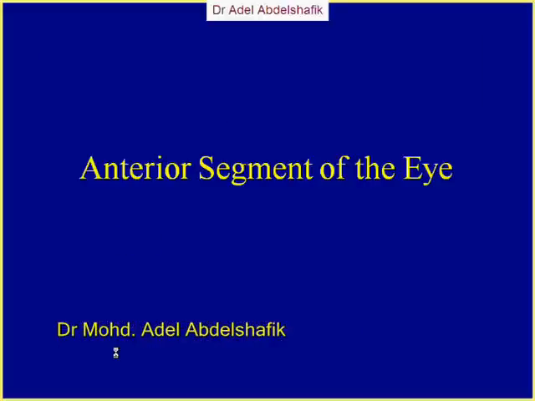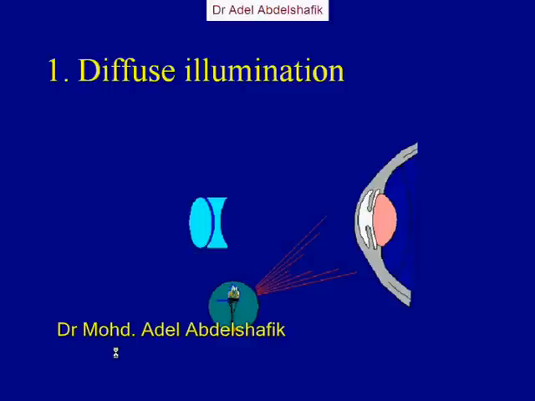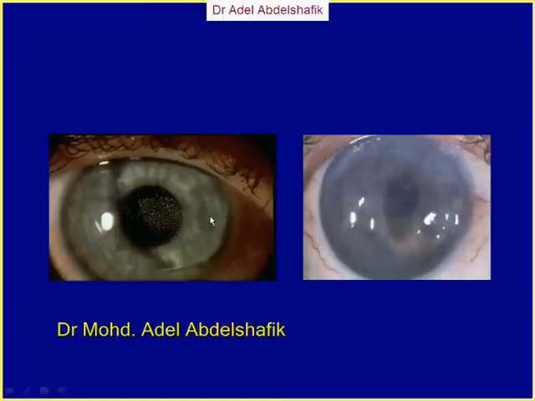Now, to use the slit lamp for anterior segment examination, we start with diffuse illumination. We open the slit beam to the maximum. So in this drawing, we get here the source of light. We open the shutter to illuminate the whole cornea, and this is the microscope where the observer is observing. We start by having a very low magnification.